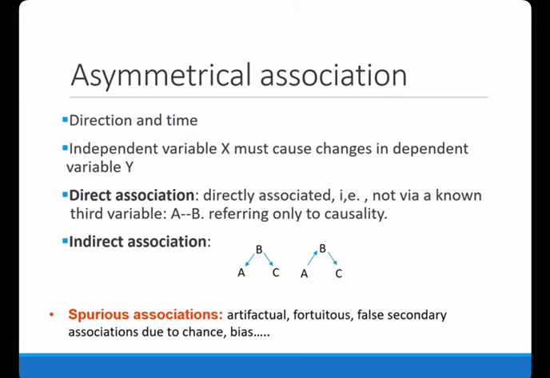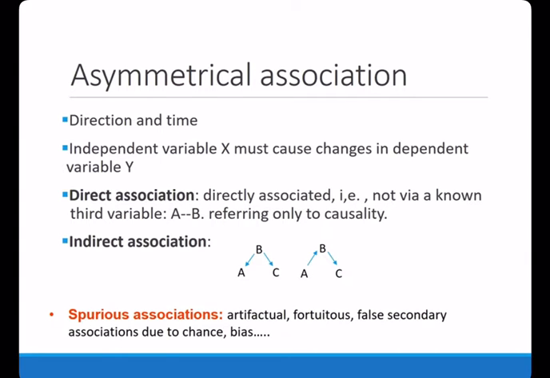The definitive conditions of asymmetric association are direction and time. The independent variable x must cause changes in the dependent variable y. The causal variable must precede its effect. The presence of certain criteria increases the likelihood of a true causal relationship, but the only essential criterion is that the cause must precede the effect. There are two types of symmetric association: the direct association and the indirect association.